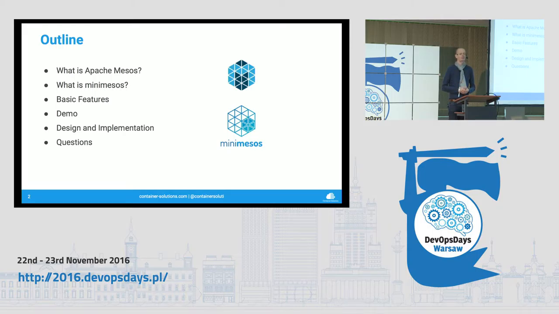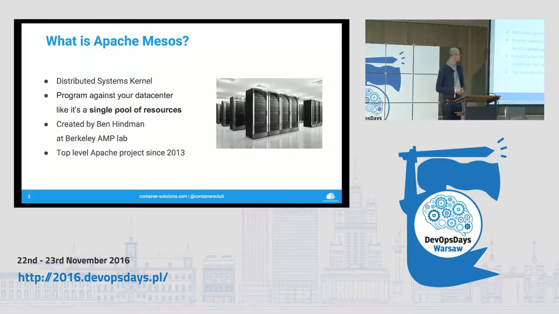Okay, so the outline for this talk is going to be, first I'm going to talk a little bit about Mesos, some basic concepts. Then I'm going to talk about mini Mesos, what it is, why we created it. And I'm going to explain some basic features of the tool. I was going to give a demo, but obviously my laptop doesn't work with the screen. So maybe later at the conference, I'm going to stick around here. You can come to me and I will show you on the laptop how you can run mini Mesos. Also, I'm going to talk a little bit about the design and implementation of mini Mesos itself, how we created it, and then there's some time for questions.